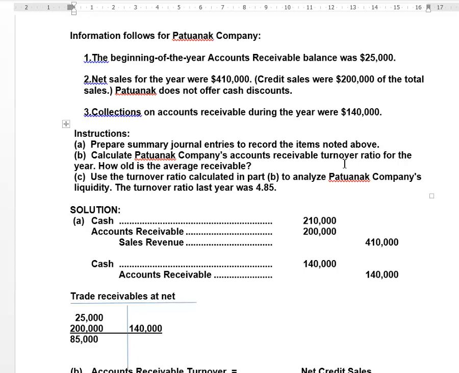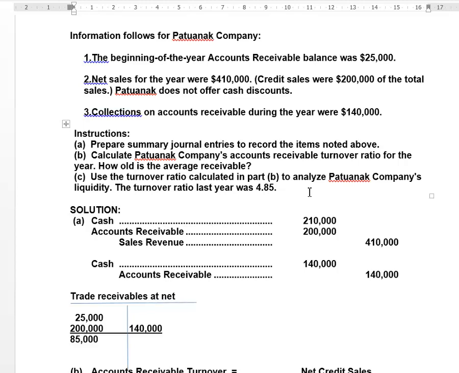Your task here is to prepare journal entries for what happened during the year and to calculate the accounts receivable turnover ratio and find out how old the average receivable is. Then what we want you to do is to use the turnover ratio that you calculated here in Part B to analyze Patwanic Company's liquidity. The turnover ratio last year was 4.85 times. So don't forget, a turnover ratio for accounts receivable tells us how often those receivables are turning over during the year. So how frequently we're turning those receivables into cash.